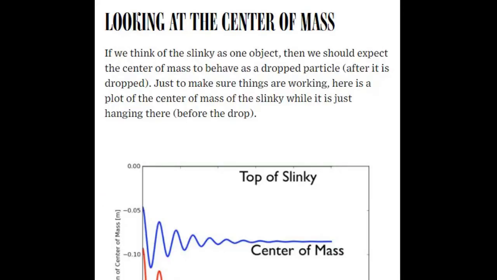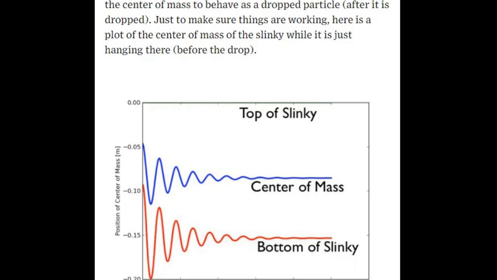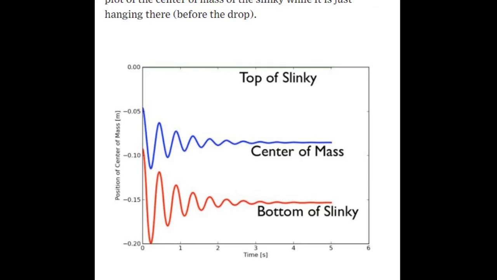So if we split the center of mass up into three parts, we get a center of mass for the top of the slinky, a center of mass for the center of the slinky, and a center of mass for the bottom of the slinky. In this case, the slinky is just hanging there oscillating, which is why you see the top center of mass not moving, because we're holding it there. And the middle is, of course, oscillating, so is the bottom center of mass.